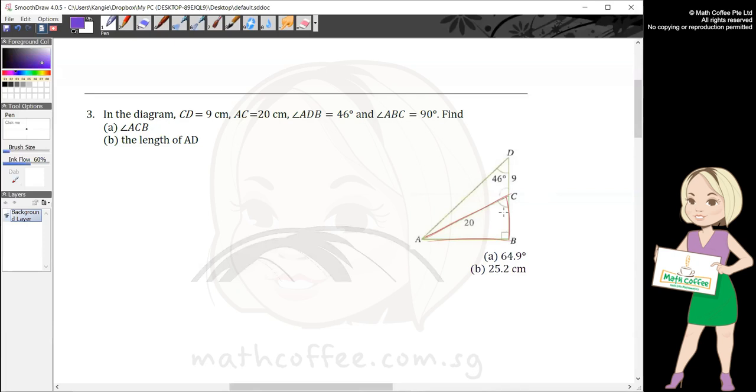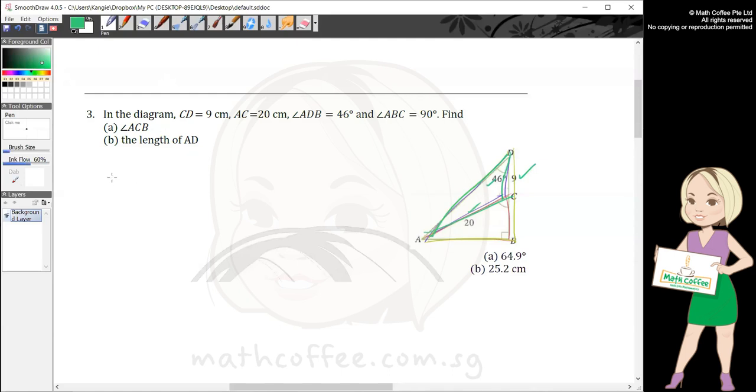So the only other triangle I can have is this non-right angle triangle. This is one, and actually there's one more, which is the very big right angle triangle. So in fact, you have three: two right angle triangles and a non-right angle triangle. I'm going to look at the non-right angle triangle because it has so much information. I have 9, I have 46, I have 20. From there, I can work out other things.